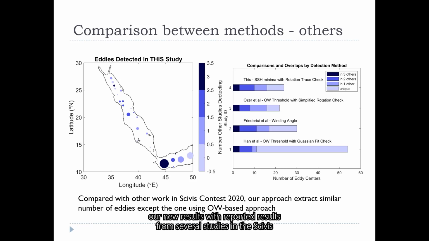We also compared our new results with reported results from several studies in the SciViz Contest 2020 on the same Red Sea dataset. A quantitative count of overlapping and unique detections was conducted manually. Larger eddies are detected by all methods, including our new hybrid method. However, all methods detected some eddies that other methods did not. This suggests that eddy detection is very sensitive to the assumptions about the definition of an eddy and the details of the detection methods.